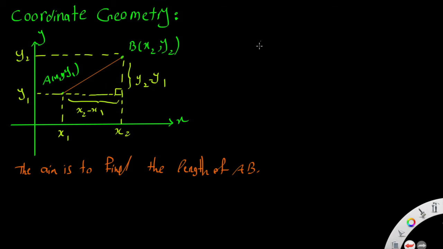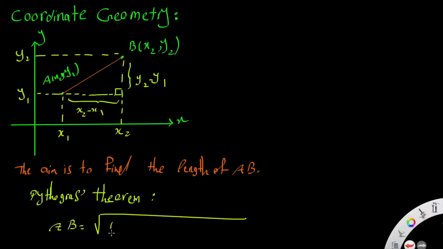So using the Pythagoras theorem, we will have AB is equal to the square root of the square of this side, which is x2 minus x1 squared, plus the square of the other side, which is y2 minus y1 squared.